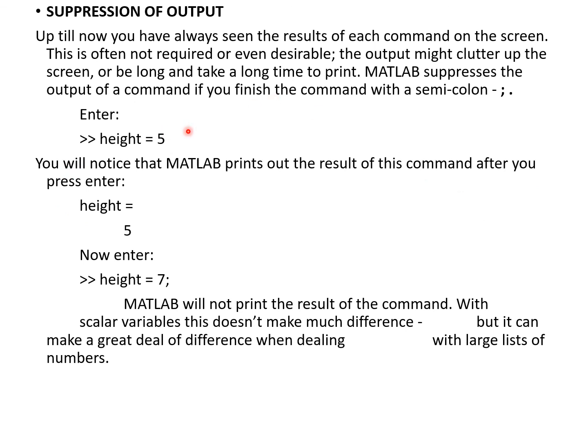Now, if you don't want to display the output again, because when you type in, for example, height equals 5, after you enter, it will display height equals 5. If you don't want to see this again, to save space in the command window, you just put in a semicolon. If you press enter, this will be saved in the workspace, but it will not be displayed in the command window.